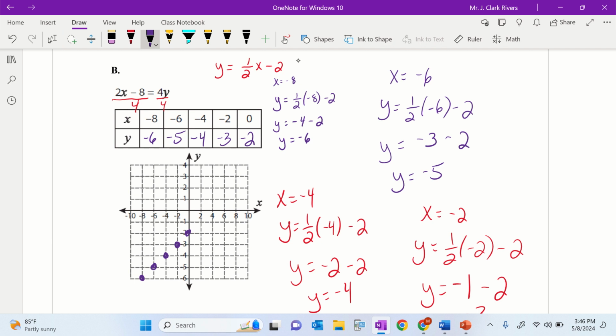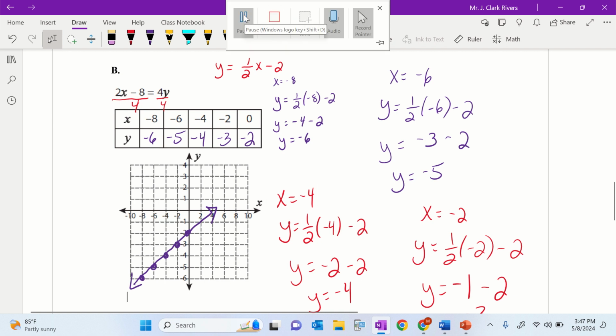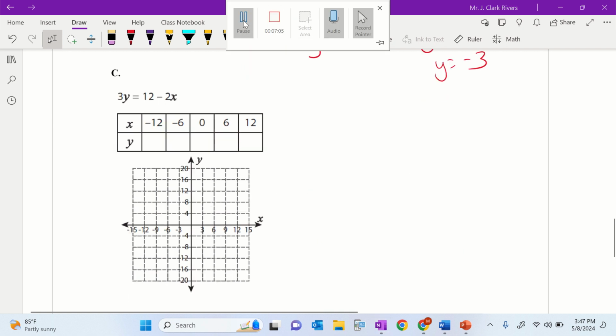You see how it forms a line? Let's connect the dots. Draw arrows on the end. There you go. We have graphed that line. See if you can do C all on your own. Pause the video as needed to see each step of the way. Go ahead and pause this now and give that one a shot.